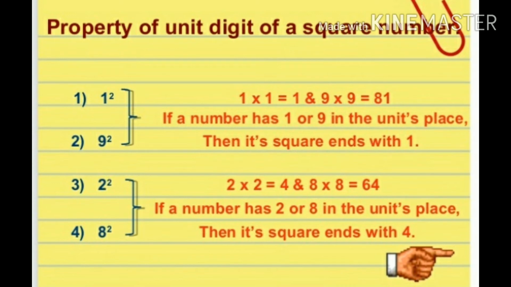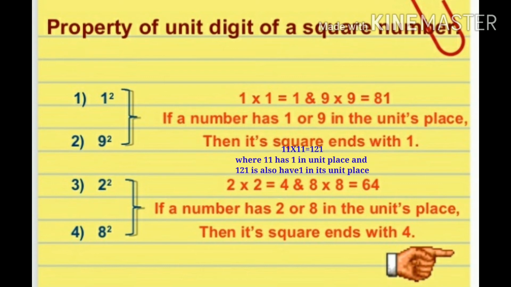So you carefully observe. If we consider 11, its square is also 121. The square of 11 is 121. It ends with 1. You observe here the 121, it has 1 in its unit place.